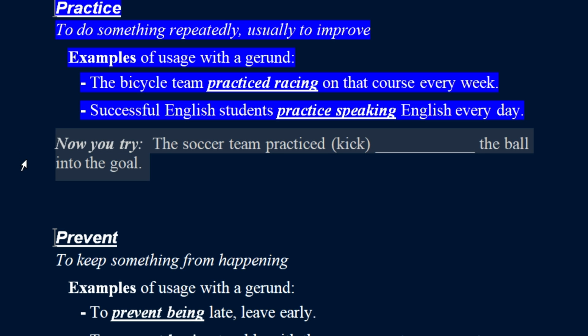Now you try. The soccer team practiced kick the ball into the goal. The soccer team practiced kicking the ball into the goal.